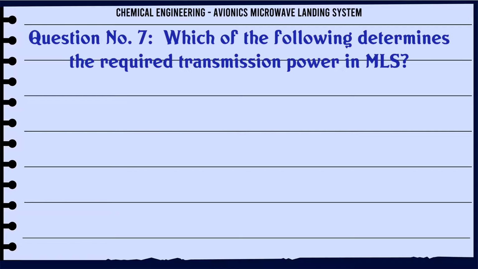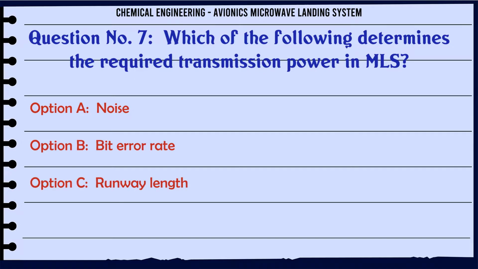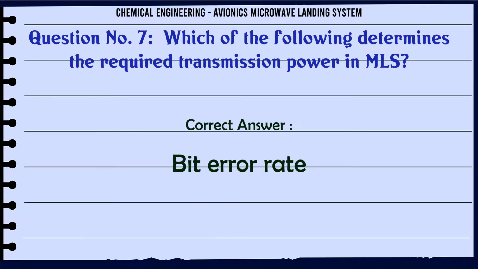Which of the following determines the required transmission power in MLS? A, noise. B, bit error rate. C, runway length. D, aircraft size. The correct answer is bit error rate.